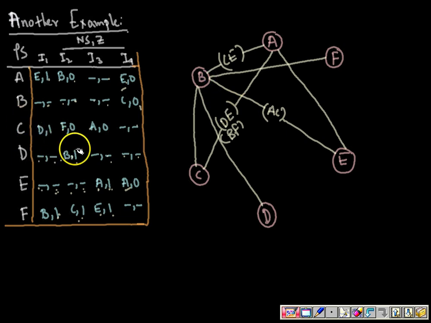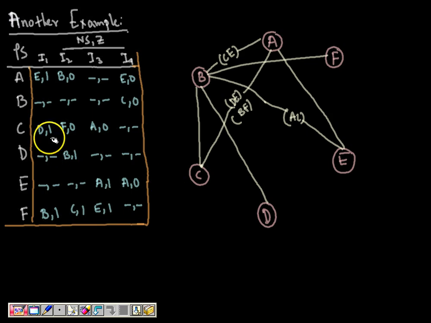Between C and D we can see that there are different outputs, so the arc is not possible. Between C and E, this output is different, so between C and E we cannot have an arc. Between C and F, it's 1 1, it's 0 1, they are different, so we cannot have an arc between C and F.